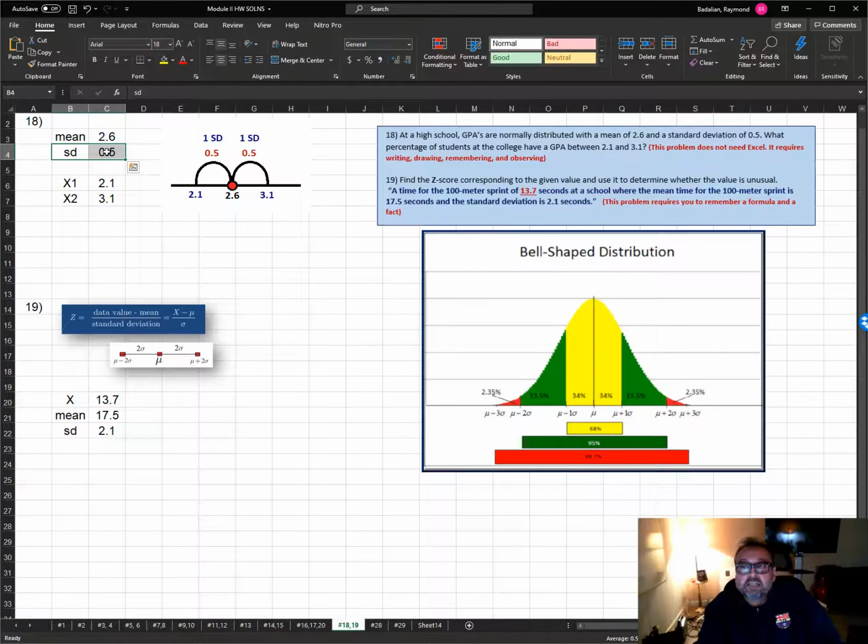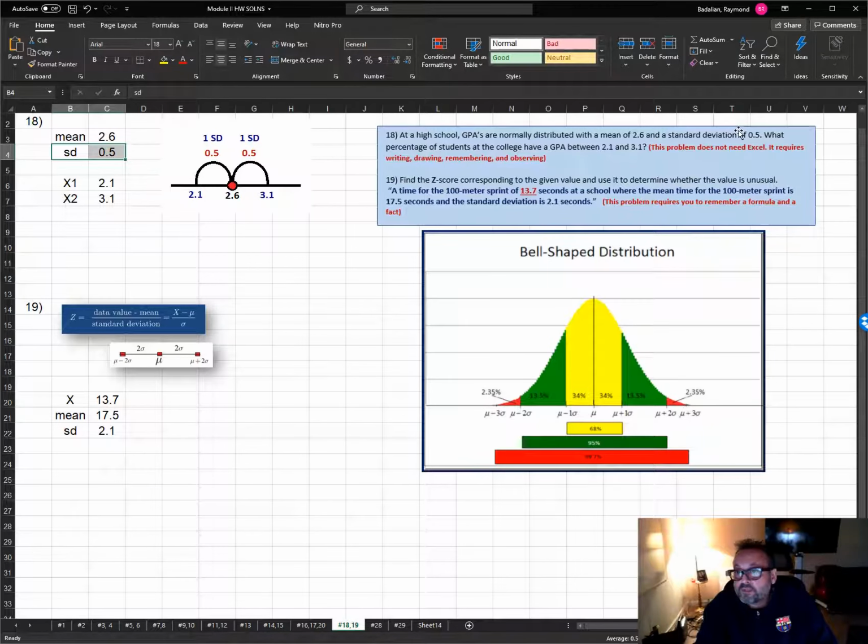But in this case, that doesn't even matter because they're giving you the standard deviation. And it's saying at a high school, so you can look at them as population or sample, doesn't matter, you have them given to you anyways. So it's not even a question of whether that's sample or population. The standard deviation is 0.5.